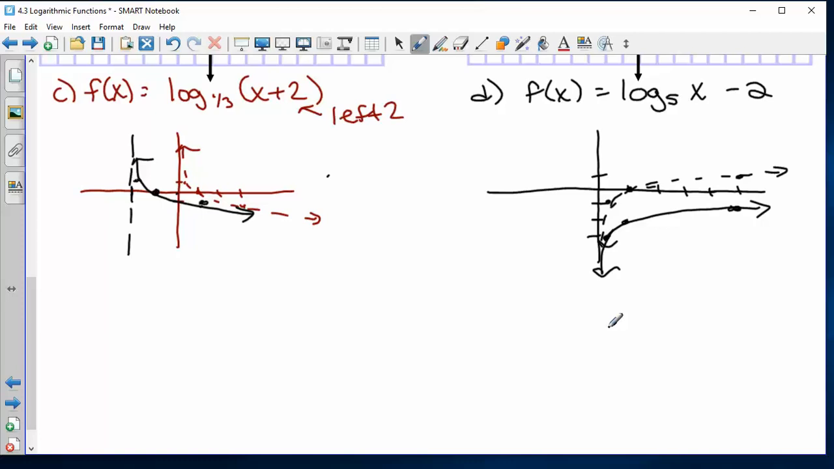Could you give domains and ranges on these? This one, domain would be -2 to infinity. Range is always going to be negative infinity to positive infinity. This one, domain would be 0 to infinity. Range, negative infinity to positive infinity. Let me put one up that might be a little bit harder.